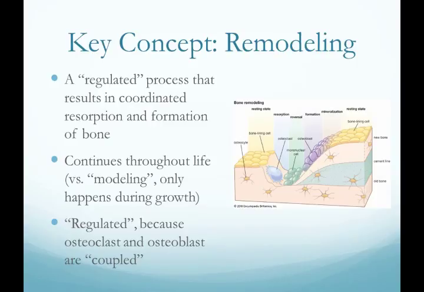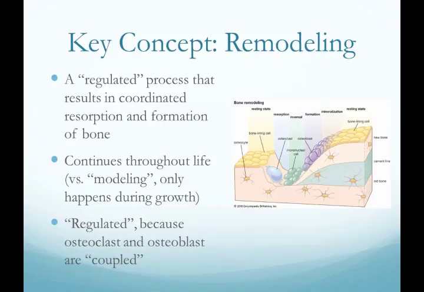Now, as opposed to that is the concept of modeling. What does modeling mean? Modeling just means making new bone. That happens when you're growing. When you're a child and you're growing up and you want to have longer bones and bigger bones and stronger bones, that's called modeling. The difference is that modeling happens on a quiet surface. So you see those lining cells? Like imagine an osteoblast comes in and starts building more bone and more bone and more bone on top of it.